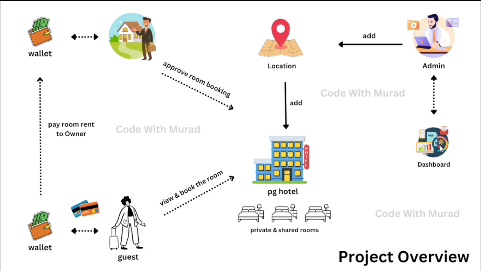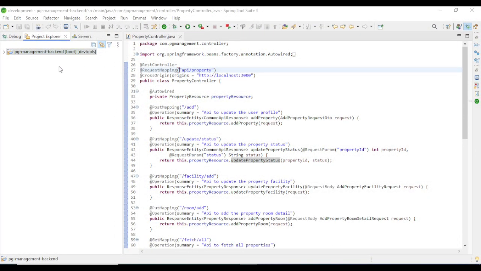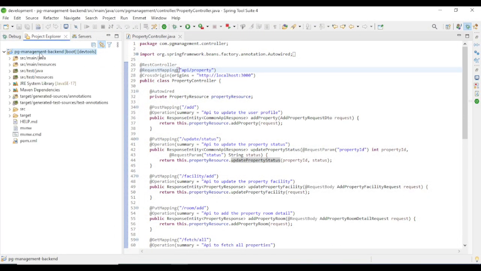So now without wasting any time, let's see the complete project in detail, and for that let's go to the other end. So this is our backend Spring Boot application, PG management backend. We have used STS4 for the project development, and this is the Maven structure. As I've already told, I've used Maven for the project and dependency management. So we have the pom.xml file here.